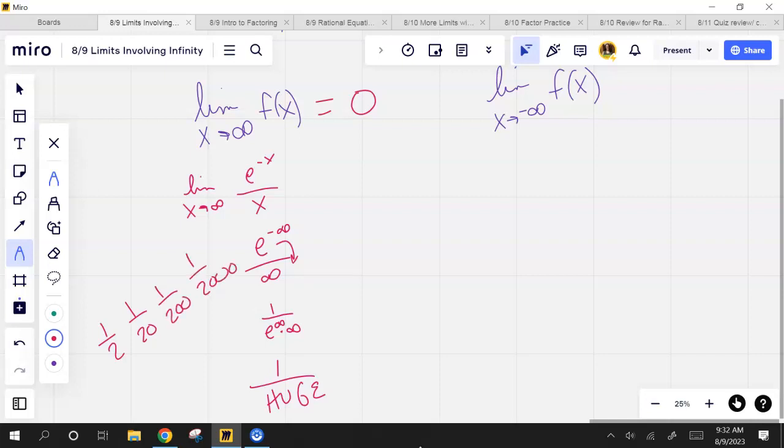What happens is that number in the base, in the denominator, gets bigger and bigger and bigger and bigger. It gets closer to 0. That's why the limit's going to 0.